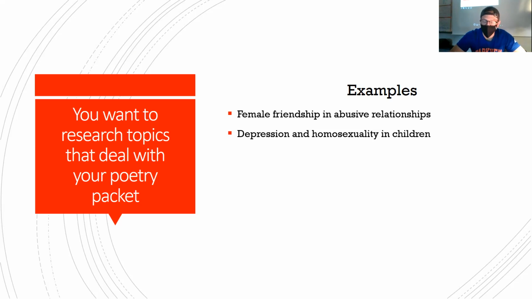One poem, "Alone" by Edgar Allan Poe, really addresses the depression that children feel when they realize that they're gay. So depression and homosexuality in children. You can find an article written about that topic. Same thing, you can find an article by an author who talks about coming out as a teenager and relate that to one of the poems that you read.